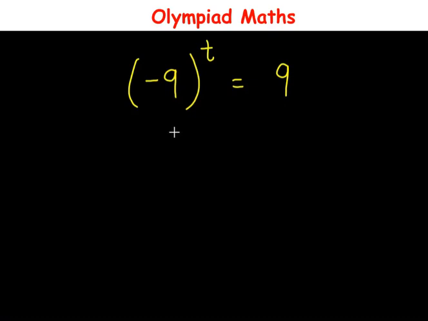Hello everyone, in this video let us solve this question. So we have (-9)^t = 9, and here we want to solve for the value of t. So t is the unknown to solve for.